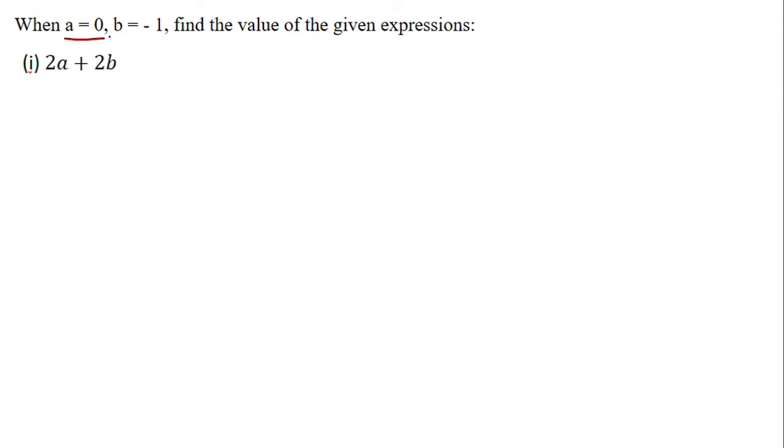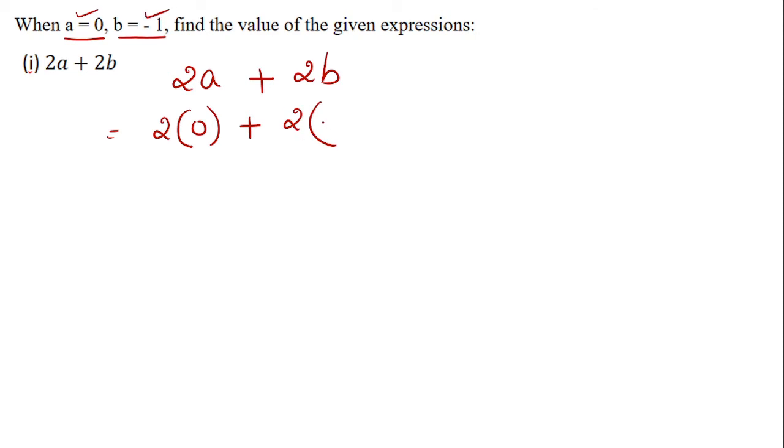So the answer is 0. If a is equal to 0, b is equal to minus 1, find the value of 2a plus 2b. That's equal to 2 into value of a is equal to 0 plus 2 into value of b is minus 1. So that's equal to 2 into 0 is 0, plus into minus is minus, 2 into 1 is 2. So 0 minus 2 is minus 2.